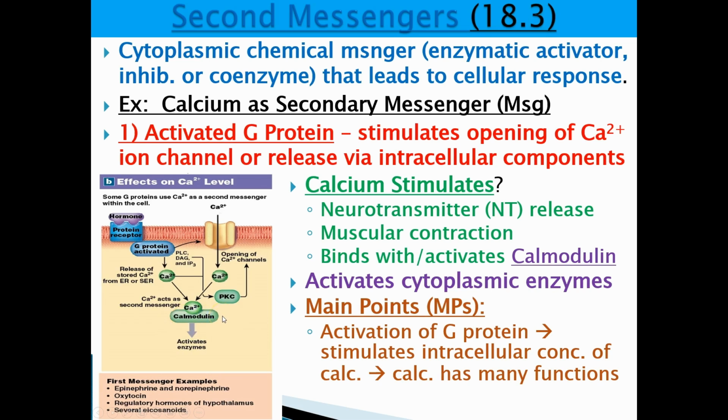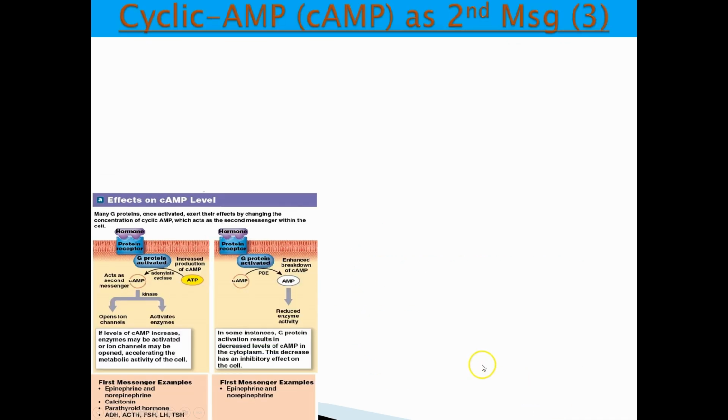So notice there's a lot more going on than just what we've covered. It seems like we're covering a lot, but we're really only scratching the surface of the endocrine system because it's quite complex. But again, the main function of calcium is it activates calmodulin, which activates enzymes.